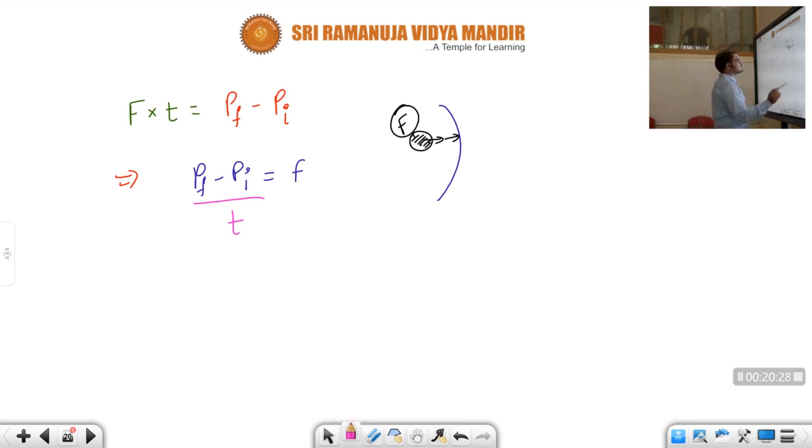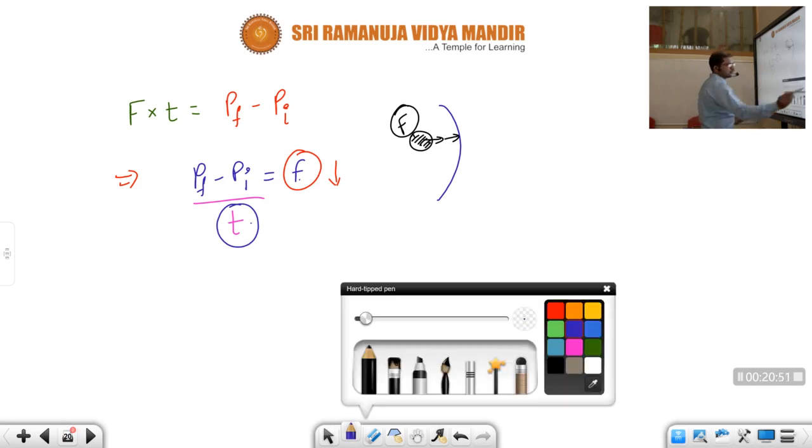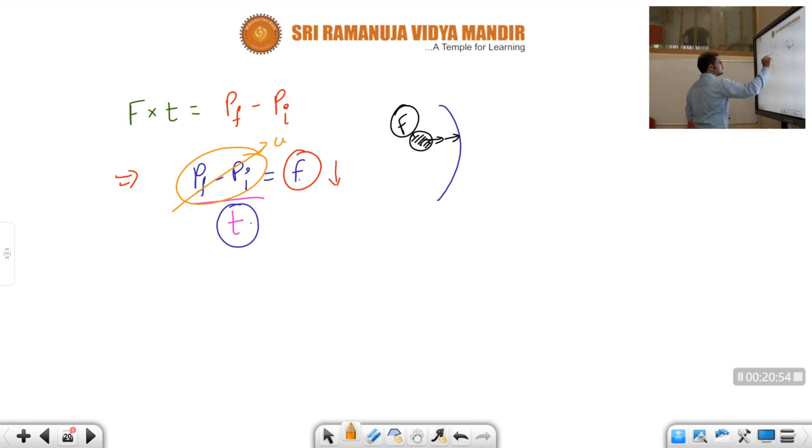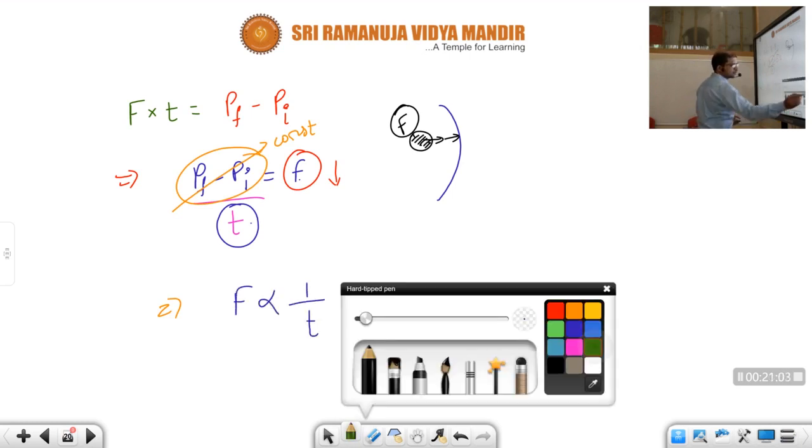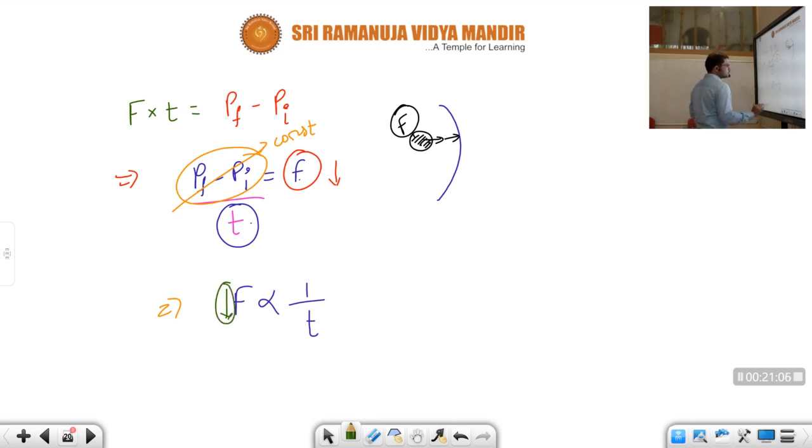Now we need to decrease this force. How can we decrease the force, children? We can't change Pf minus Pi; that is not in our hand. But what we can change is the time. F and T are inversely proportional, if we take Pf minus Pi as constant. Force is inversely proportional to time t. So to decrease this force, we need to increase the time.